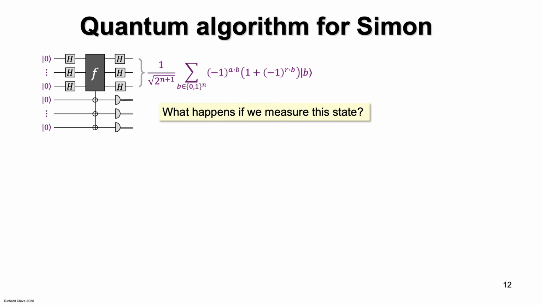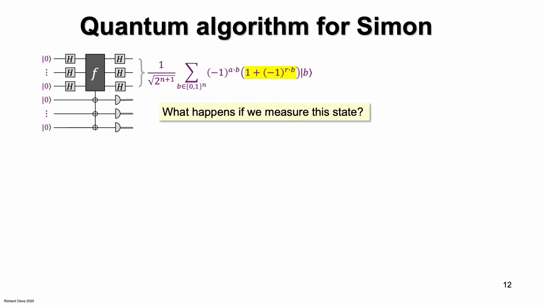To figure out the probability of any particular outcome B, we need to look at the amplitude associated with ket B. Since the probability is the absolute value of the amplitude squared, the -1 to the a dot b has no bearing. But look at what's in the parentheses. For some values of b, it's 0. And for some values of b, it's 2.